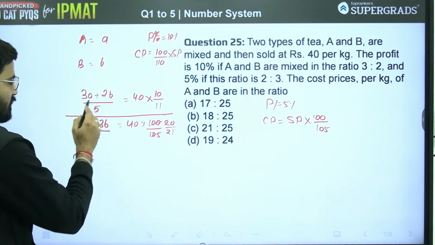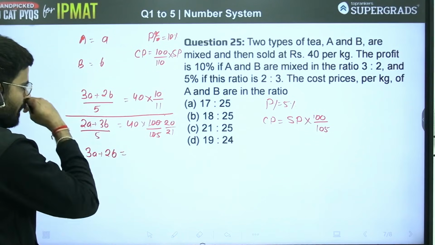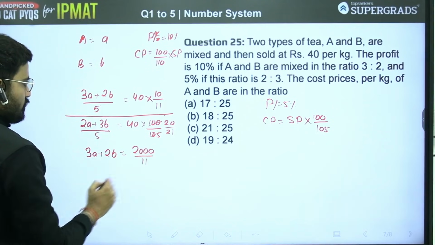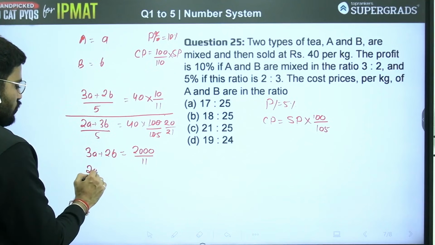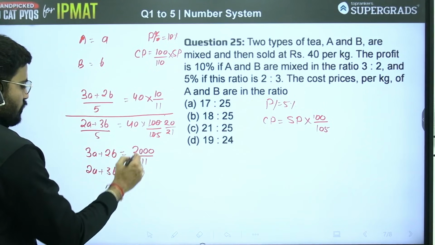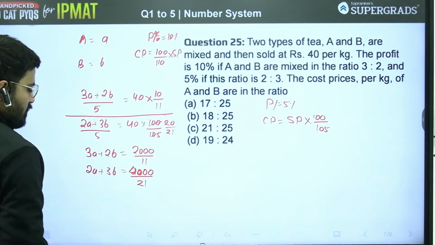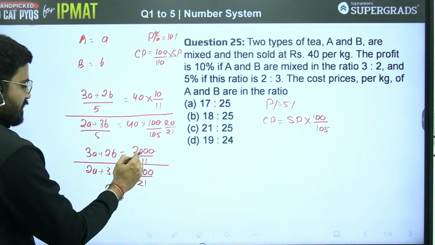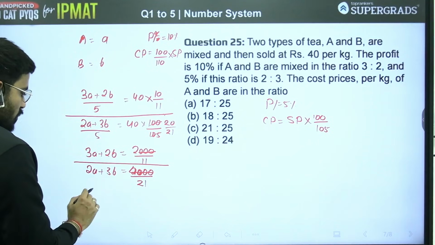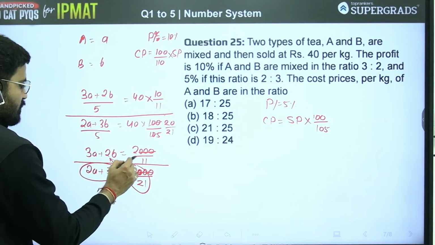So what will happen? The first equation will look like 3A plus 2B is equal to 40 into 5, is 200 into 100, is 2000 by 11. And the second equation is 2A plus 3B is equal to 40 into 5, is 2000 into 20, which is 4000 by 21. And if I'm dividing, it becomes very easy. Three zeros get cancelled, so it gives me a sigh of relief. And now this 4 by 21 gets multiplied to this side, and this 2A plus 3B gets multiplied to this side.